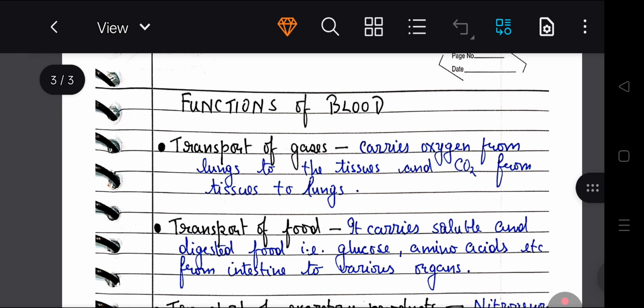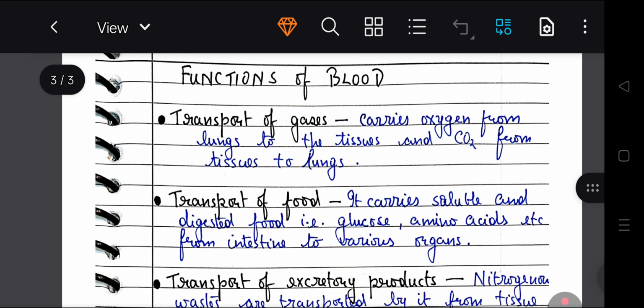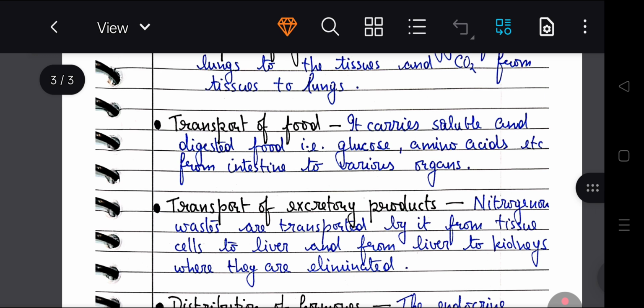Now we move on to the functions of blood. Blood helps in transport of gases. It carries oxygen from lungs to the tissues and CO2, that is carbon dioxide, from tissues to lungs. We breathe oxygen, so it carries oxygen from lungs to the tissues, and back it carries carbon dioxide from the cells of the tissues to the lungs. Then it transports food. It carries soluble and digested food, that is glucose, amino acids, etc., from the intestine to various organs which need the nutrition.